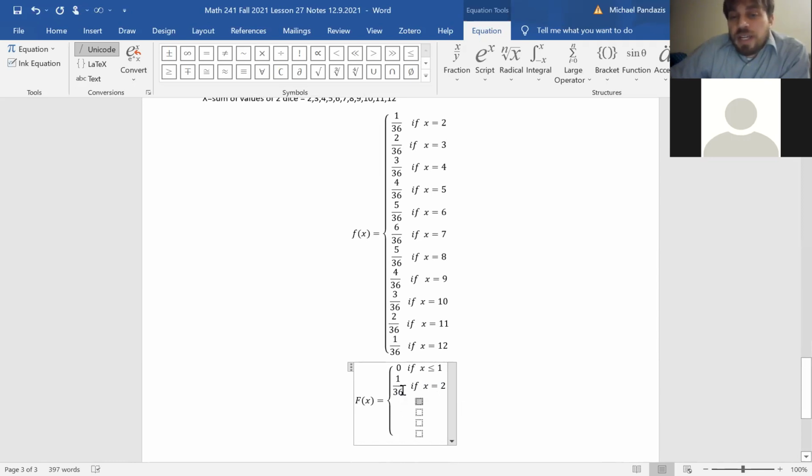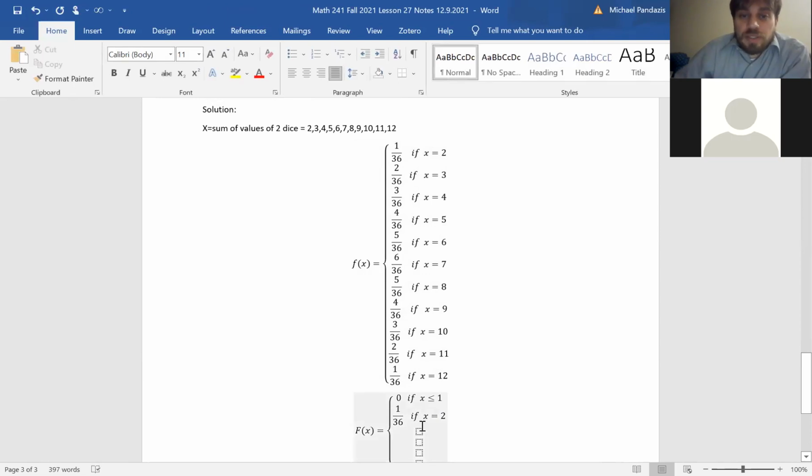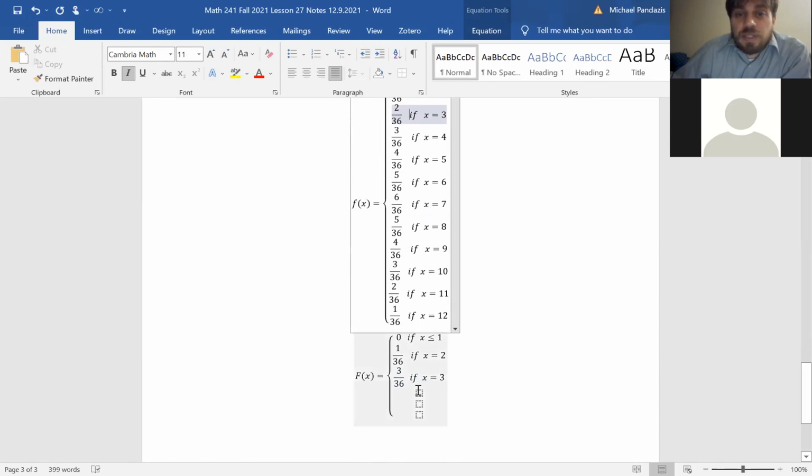So the probability that x is at most 2, not equal, at most 2, is 1 over 36. There's no other possible value before 2. That's why it's the same. But now if x is equal to 3, you're adding those. So you get 3 over 36 if x is 3, because it's the probability of x equals 2 plus the probability of x equals 3.